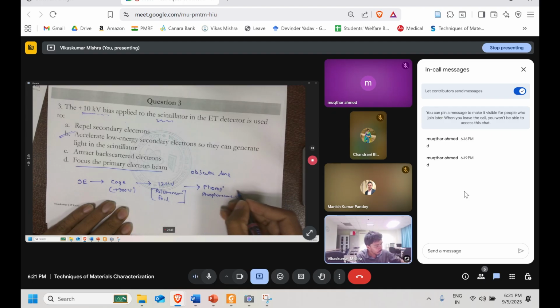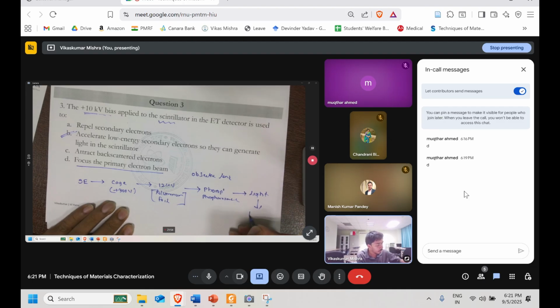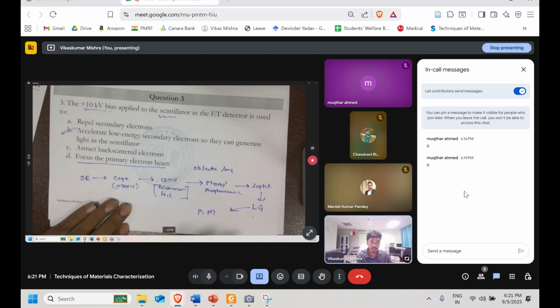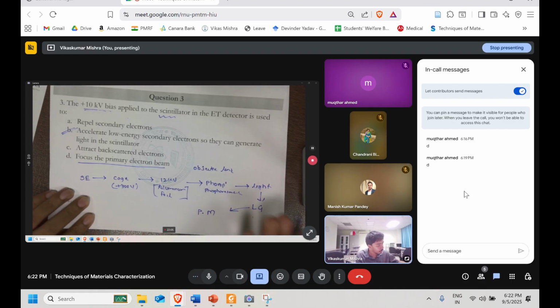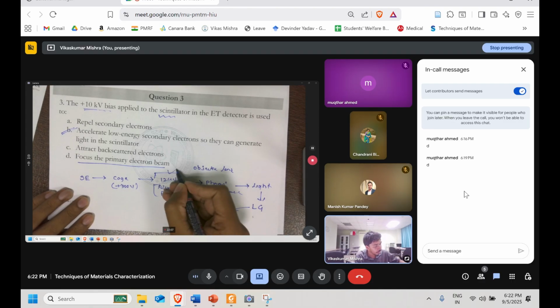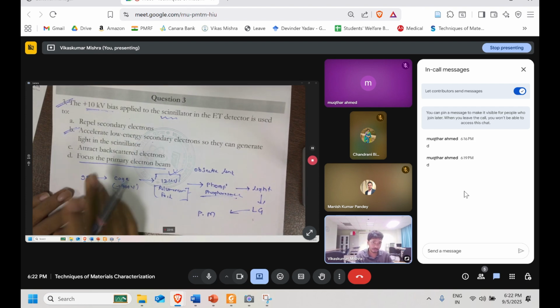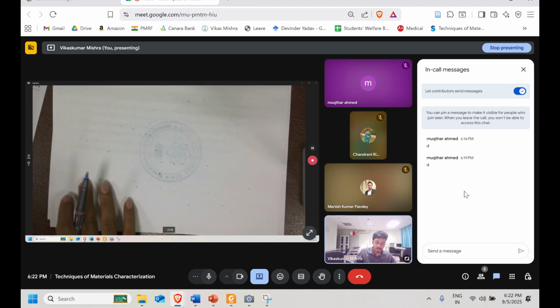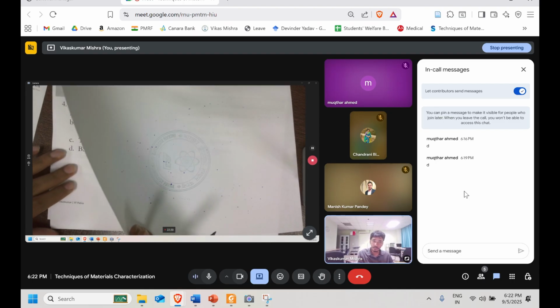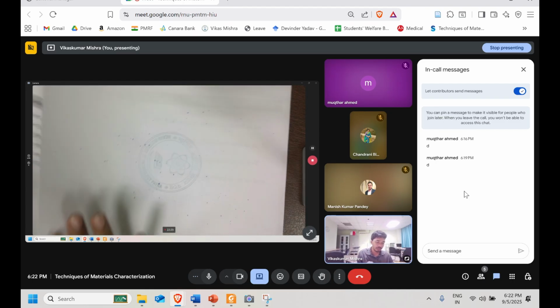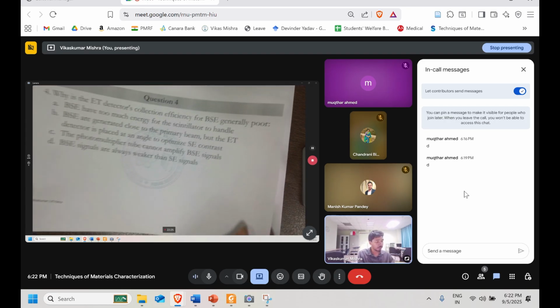Once it is shown, we can get the light, which passes through the light guide and then reaches the photomultiplier. This is the entire thing which is happening here. Right now we were discussing that we need this much acceleration so that we can generate this phenomenon of phosphorescence. Very good. So the right answer here is option B. Okay guys, if any doubt, feel free to interrupt me in between and ask your questions. If not, let's move to the next question, question number 4.